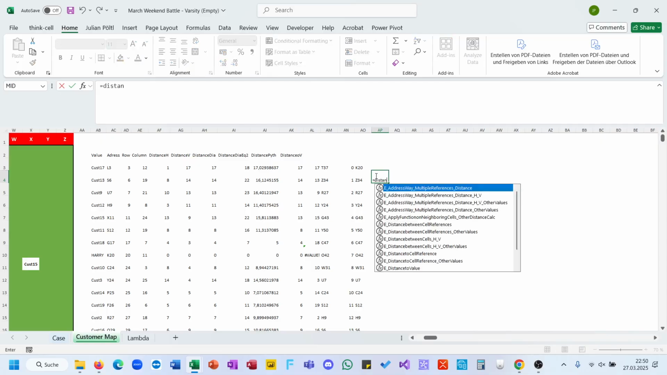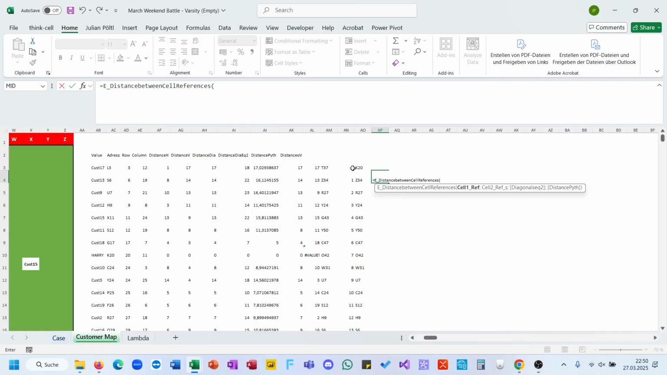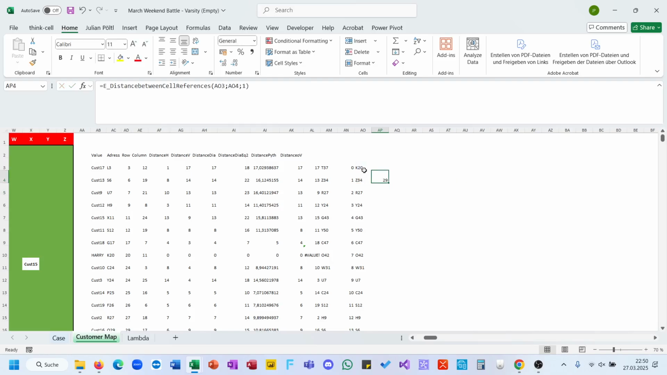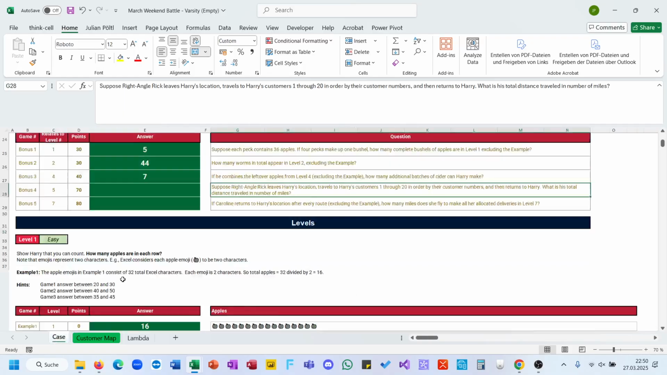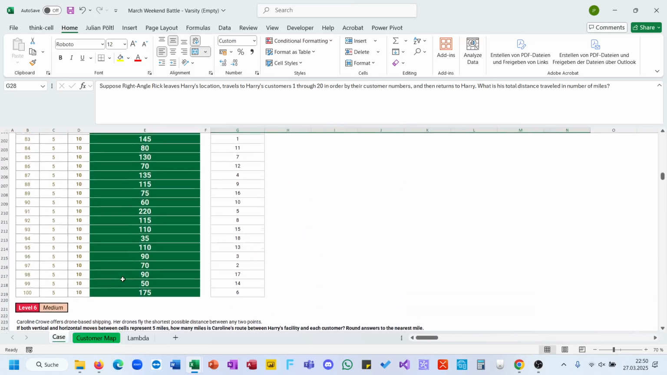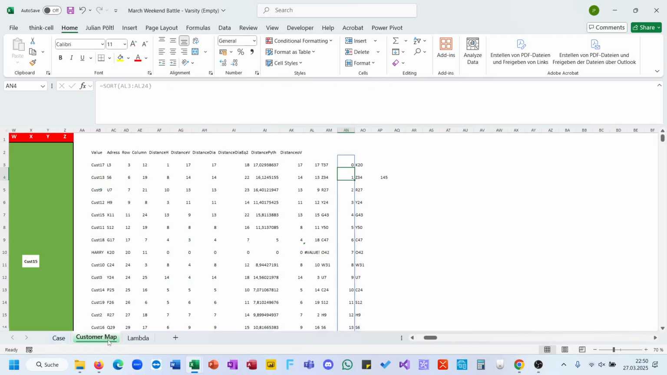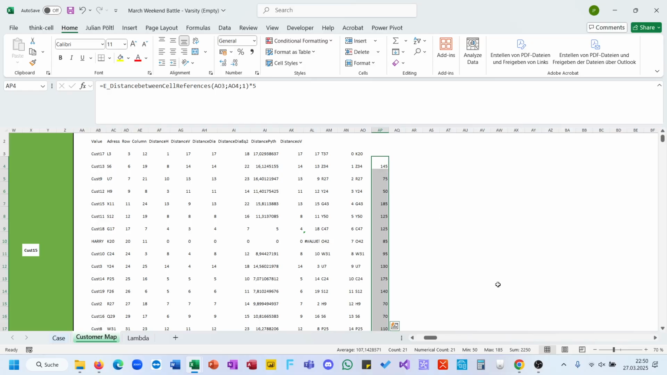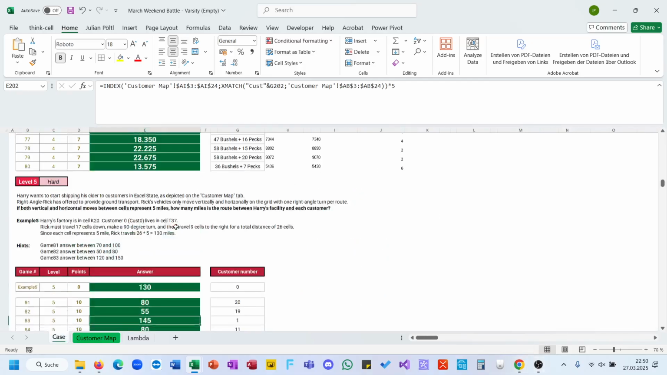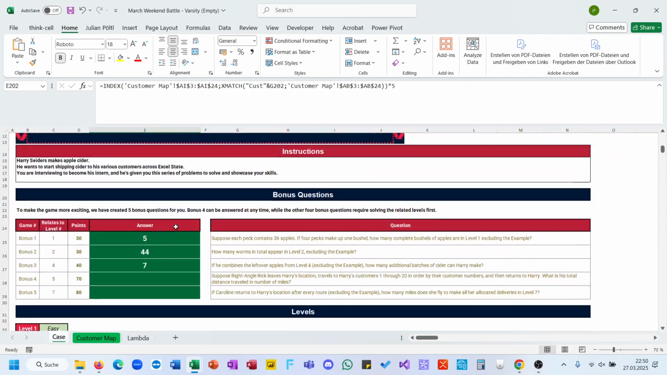Now the distance between cell references. Diagonals equals 2 times 5, 145 between Harry and customer 1. When we travel with rig distance, yeah, it's right. Now we can track it down, and the number is 2,250 miles, but it's kilometers, there are no miles.